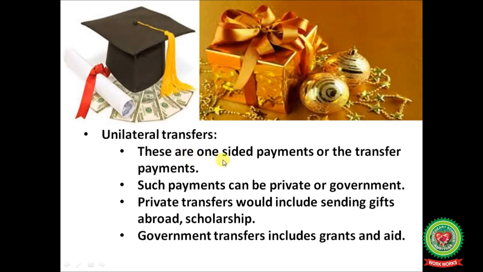Unilateral transfers. These are one-sided payments or transfer payments. Such payments can be private or government. Private transfers include sending gifts abroad and scholarships, and government transfers include grants and aid.